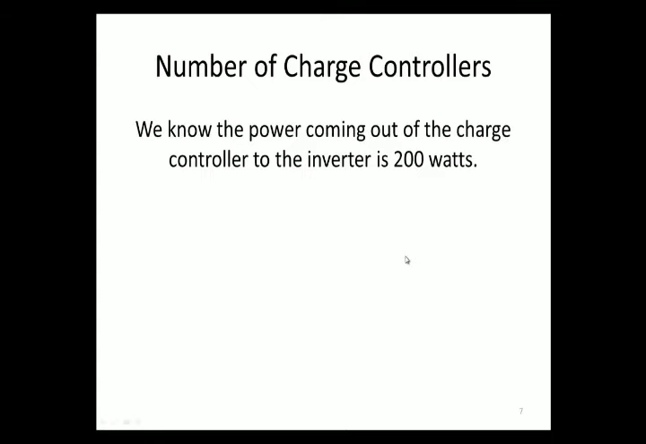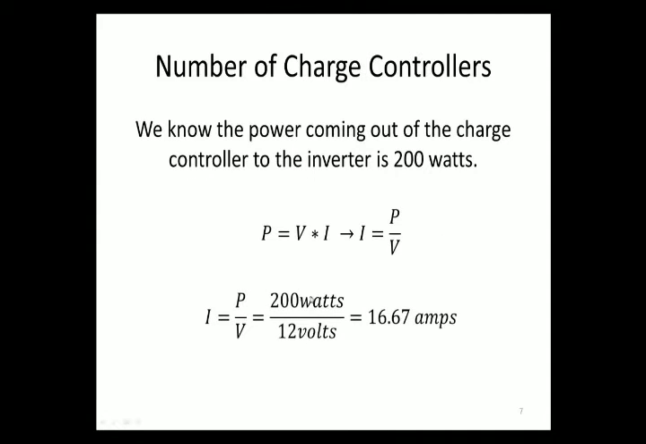Okay, so we know the power coming out of the charge controller to the inverter is 200 watts. So we have to figure out what the current is though, because the charge controller is rated with a current rating. So if we remember that power equals voltage times amperage, we can again rearrange the equation for the unknown. That amperage equals power over voltage. And the power is 200 watts, and the voltage is 12 volts. So the amperage is 16.67 amps, coming from the charge controller and going to the inverter.